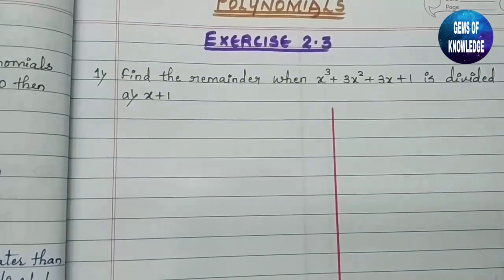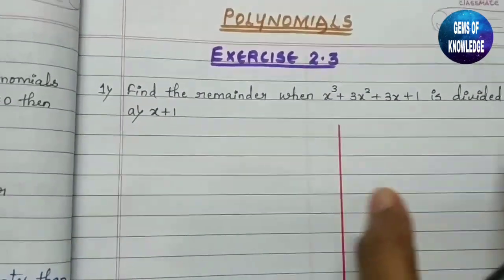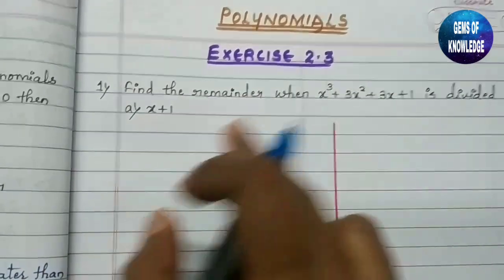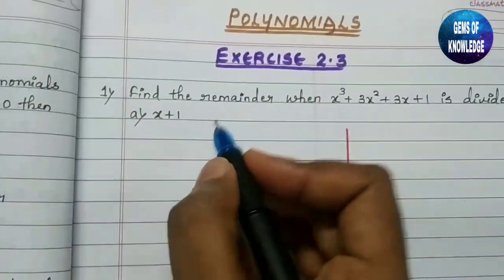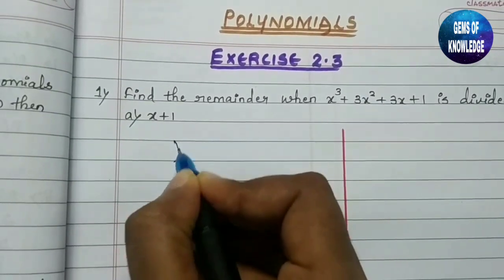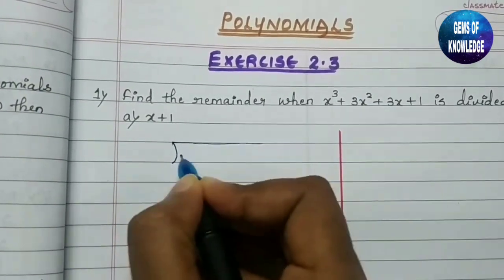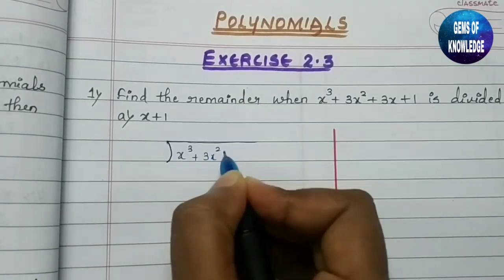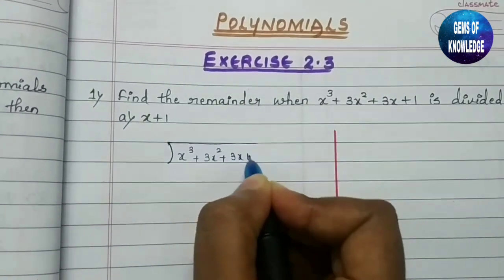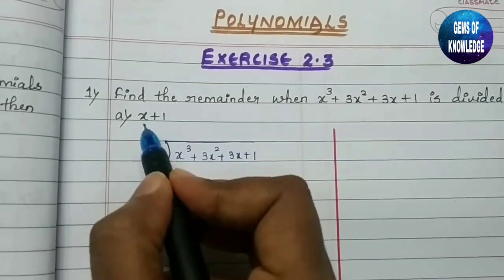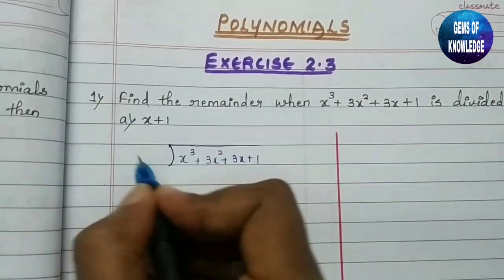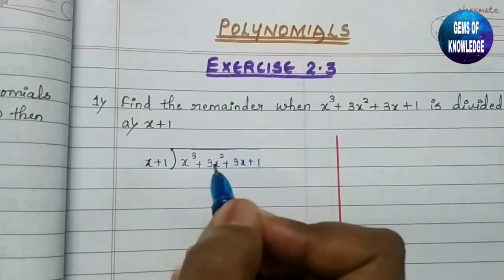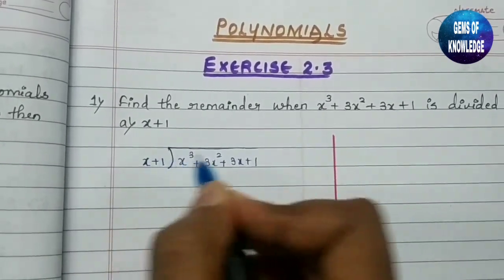Okay, so let us solve the remainder theorem over here, and this empty space is for the rough work which I am going to show you while doing this division part. So what we need to do here is write this in this form. This is x cube plus 3x square plus 3x plus 1, and the thing we are going to divide with is written inside, that is x plus 1. So we need to divide these following terms now.